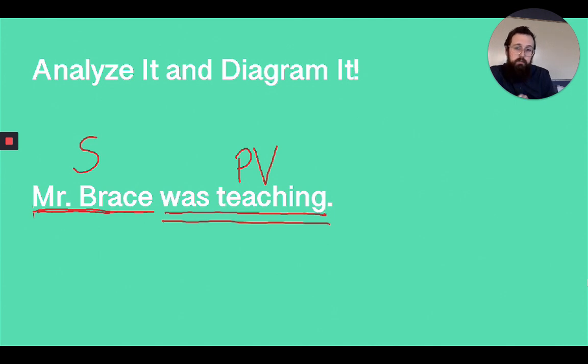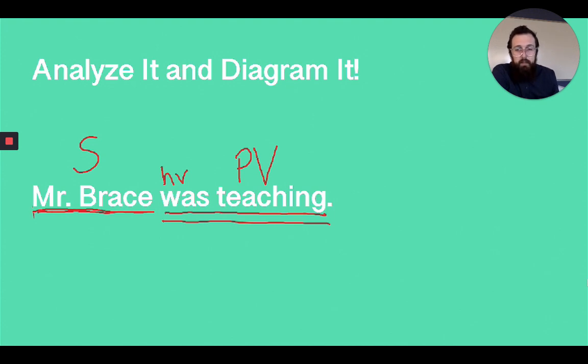Now I do have another verb in my sentence, and predicate verbs don't need linking verbs. That means this is a helping verb because it helps make the sentence make sense. Because imagine, Mr. Brace teaching. That doesn't quite make sense. So Mr. Brace was teaching. Was is helping teaching. And if you memorize those 23 helping verbs, you could easily identify that as a helping verb.